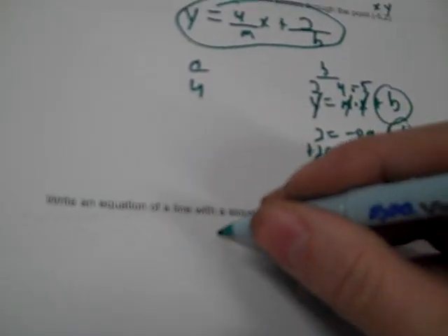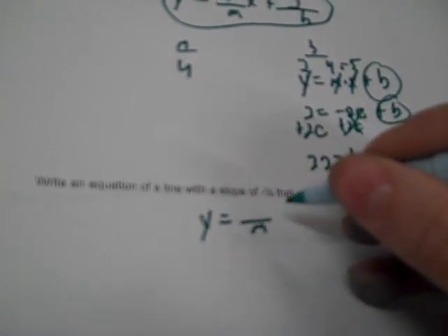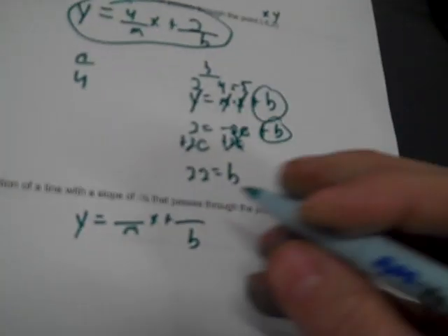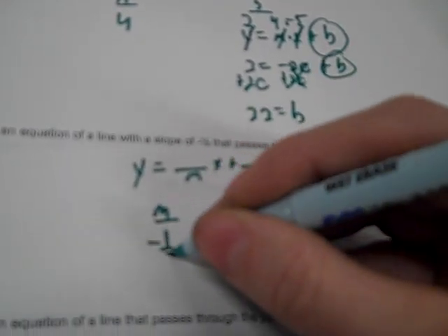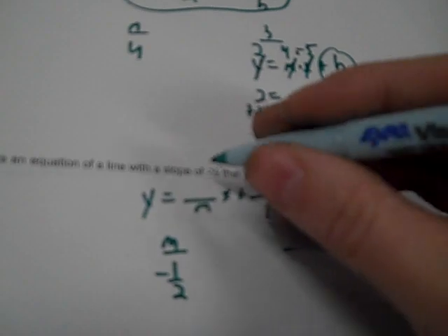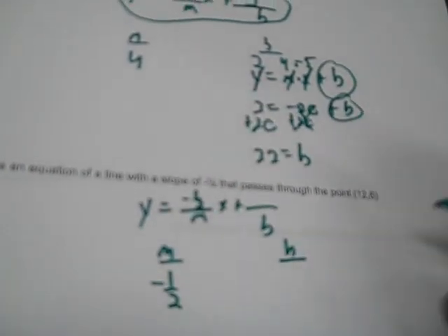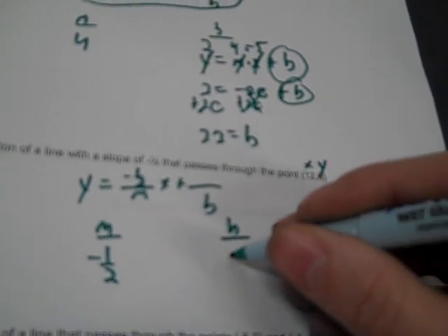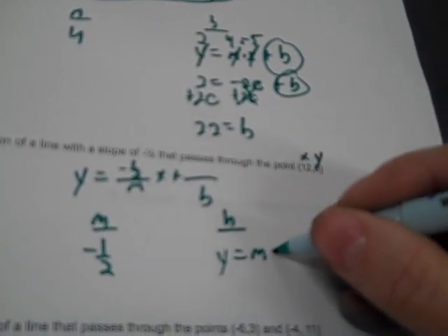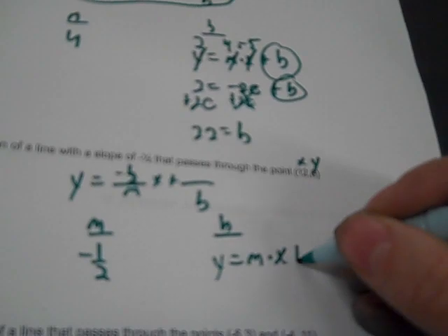Next one, same idea. y equals mx plus b. So my m would be negative 1/2, because that's my slope. Okay. And then x, y, I got to use that point to find where the y-intercept's at. y equals m times x plus b.